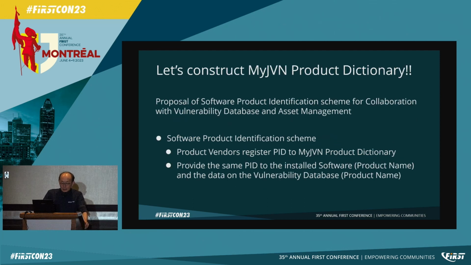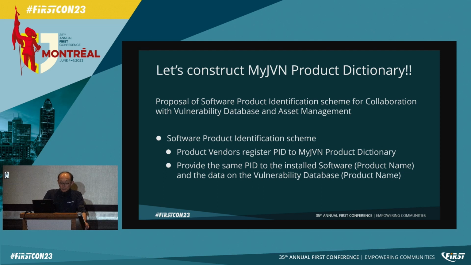For our first proposal in the presentation, we present a software product identification scheme aimed at enhancing collaboration between the vulnerability database and asset management system. The key objective of this scheme is to establish a standardized and efficient method for identifying software products. Here are the main components of the proposed scheme.